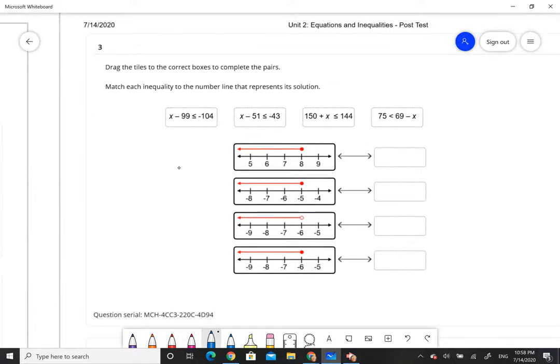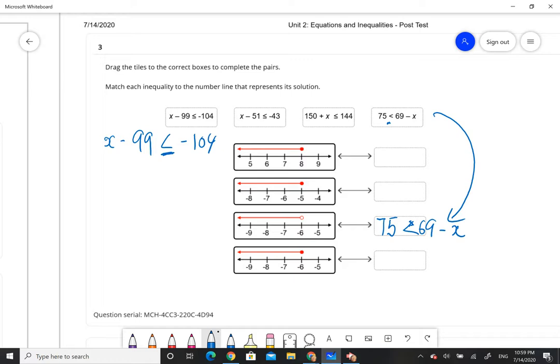So you have x minus 99 less than or equal to negative 104, right? Remember, less than or equal to had to be solid, so it's one of those, not the blank one. The blank one would go with this, so that would be easy right away. This one goes with 75 less than 69 minus x, okay?